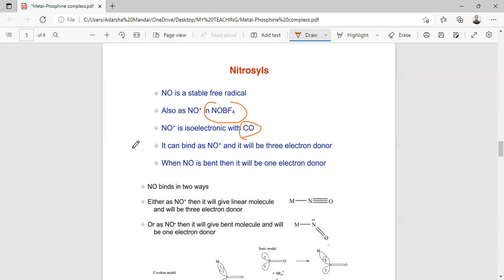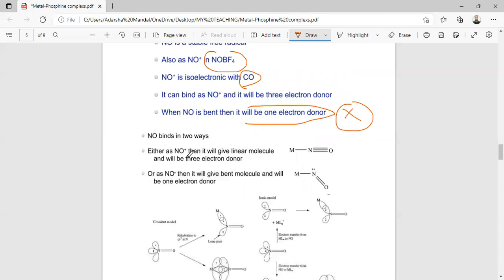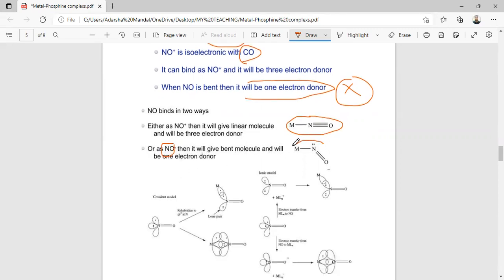So NO+ is a 3-electron donor in the covalent model, and when NO binds in a bent fashion, it is a 1-electron donor. It is like an X-type ligand. So NO binds in two ways: either as NO+, which gives a linear molecule and is a 3-electron donor in the covalent model, or as NO-, which gives the bent molecule and is a 1-electron donor.